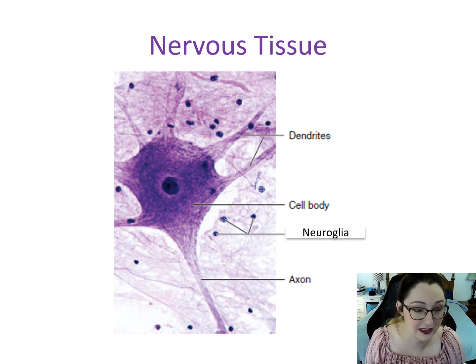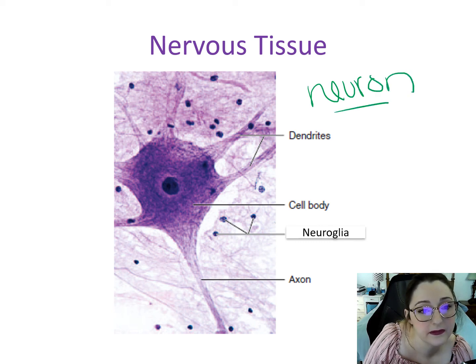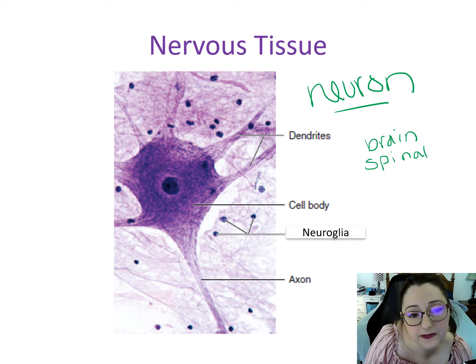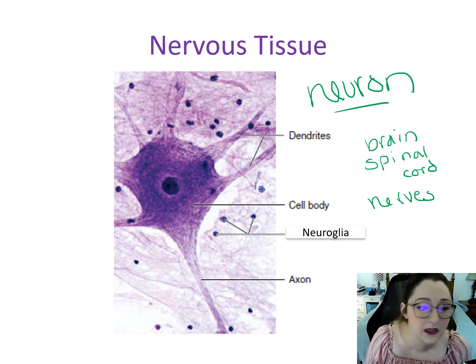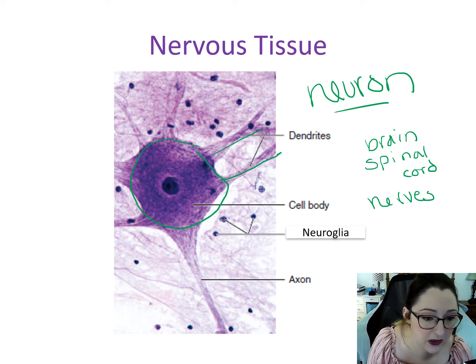Last and certainly not least, we have nervous tissue, and there's only one slide I want you to know for a fact, and that is this nice little neuron. This is a neuron. You're going to find this in your brain, spinal cord, and nerves. Typically, this is kind of the makeup of a neuron. We are going to talk about them a little bit more later, but they're going to have these little structures coming off of the cell body. This can also be called the soma.